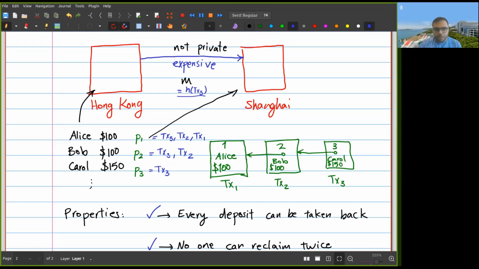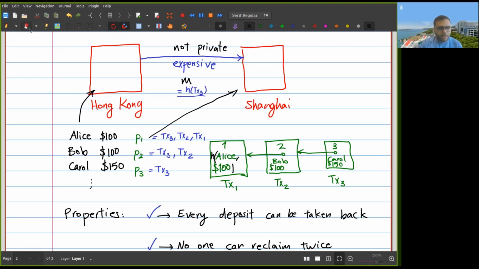Okay, so I can say that transaction 1 contains the sequence number 1, but it doesn't contain the words Alice and $100. It just contains the hash of the words Alice and $100. Okay, and other than this, of course, we will have to add nonces as well. So we can say something like this.